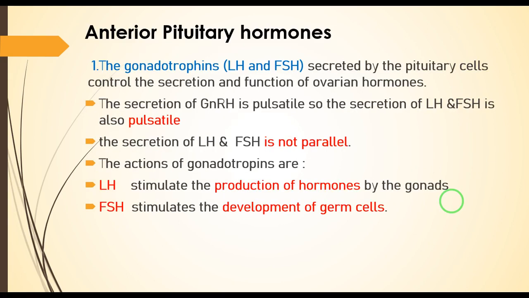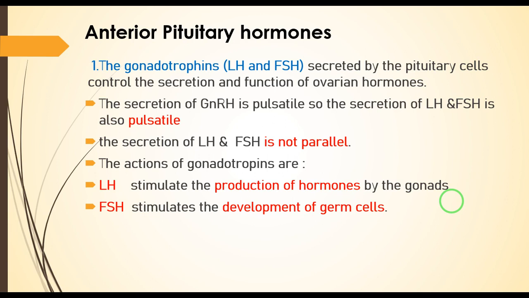The other set of hormones are the anterior pituitary hormones. We have what is called the gonadotropins, the luteinizing hormone and the follicle stimulating hormone. Because the secretion of the hypothalamic gonadotropin releasing hormone is pulsatile, it is not constant throughout the day, the secretion of both the luteinizing hormone and the FSH, the follicle stimulating hormone, is also pulsatile, and these pulses may occur over the day or over the monthly cycle.